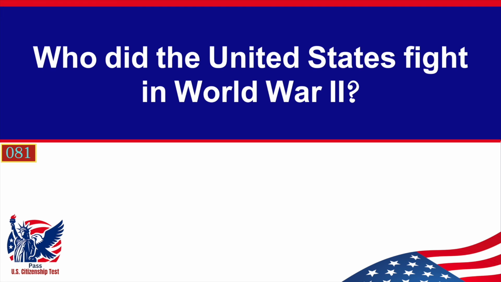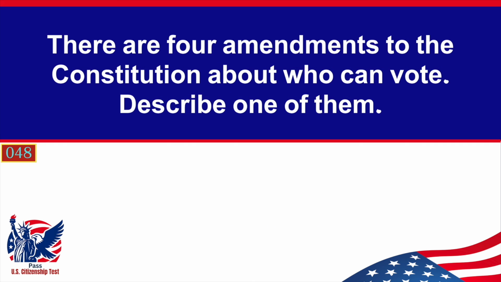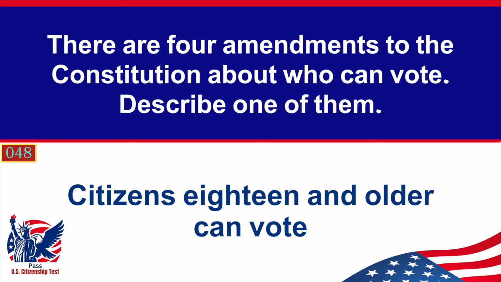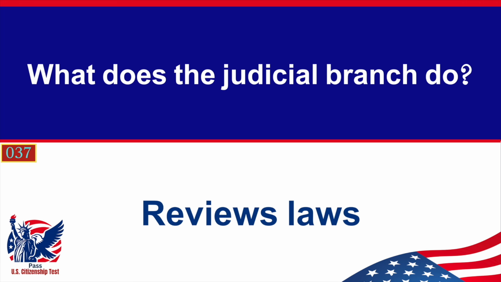Who did the United States fight in World War II? Japan, Germany, and Italy. There are 4 amendments to the Constitution about who can vote. Describe one of them. Citizens 18 and older can vote. What does the judicial branch do? Reviews laws.